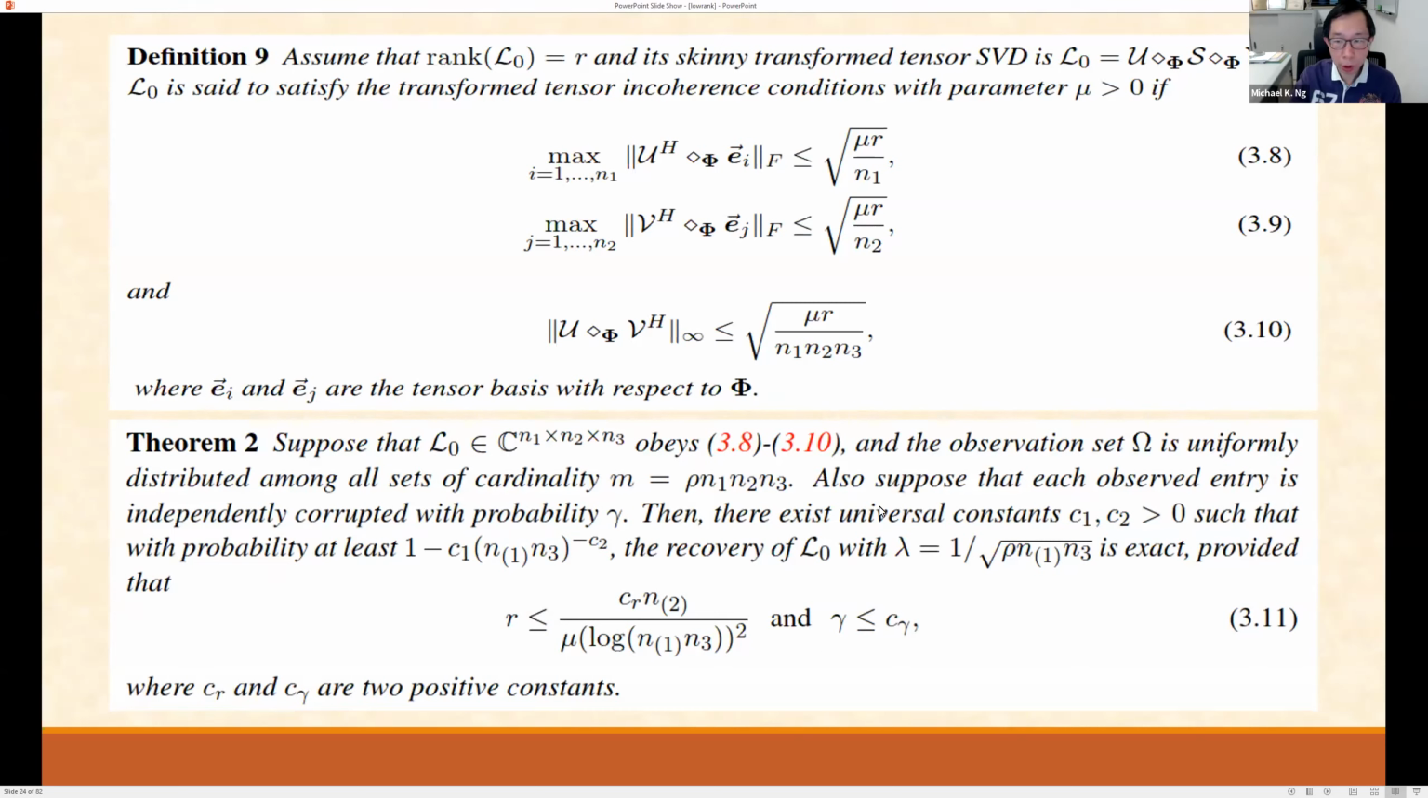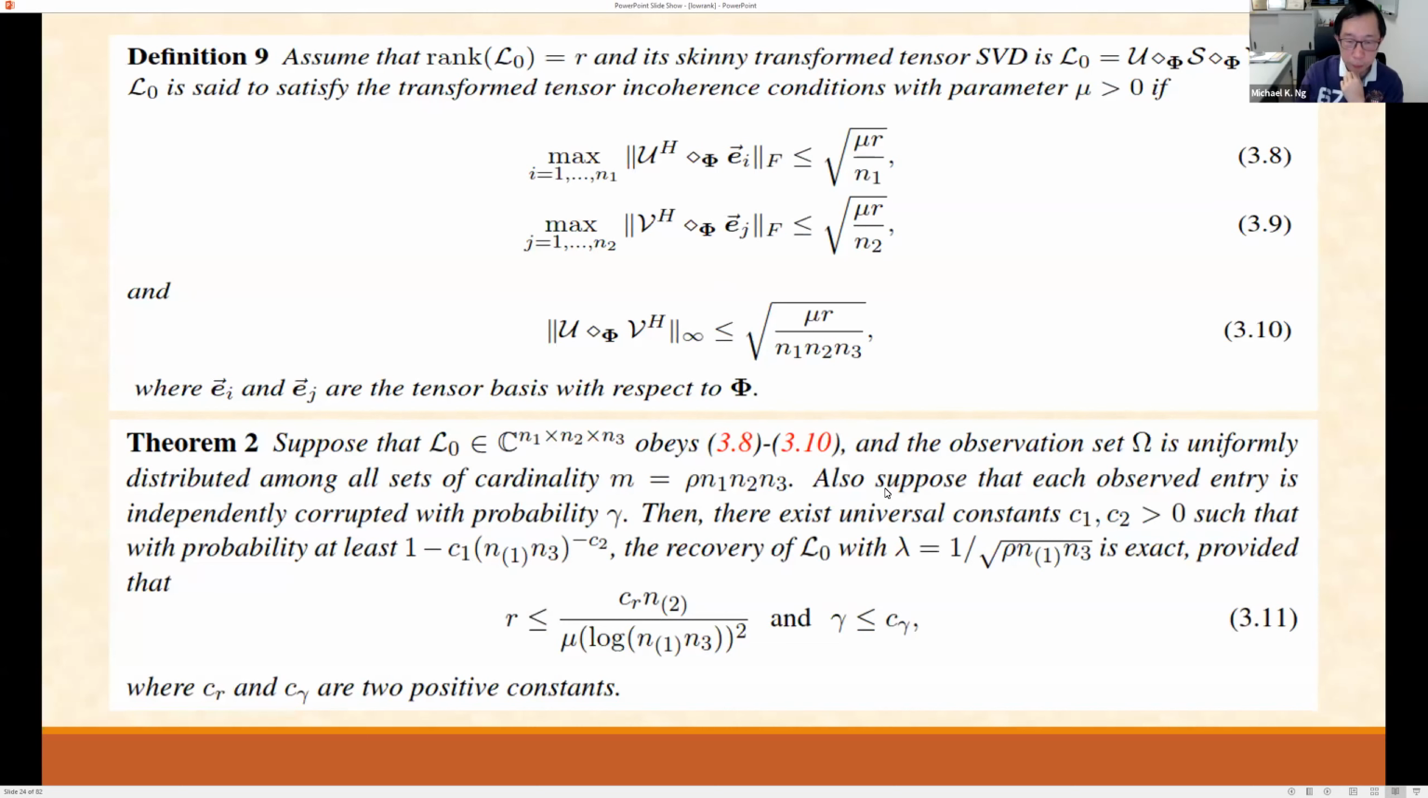Suppose you take the observed entries independently with the probability gamma, and you only observe partially the data, and this partial observation is controlled by this rho. Okay, so m is the total number of your observations. So this is very close to the matrix completion result. If you're familiar with these matrix incoherence conditions, it's more or less the same, except now, instead of the matrix case, you deal with a tensor, and also you deal with the convolution operation.